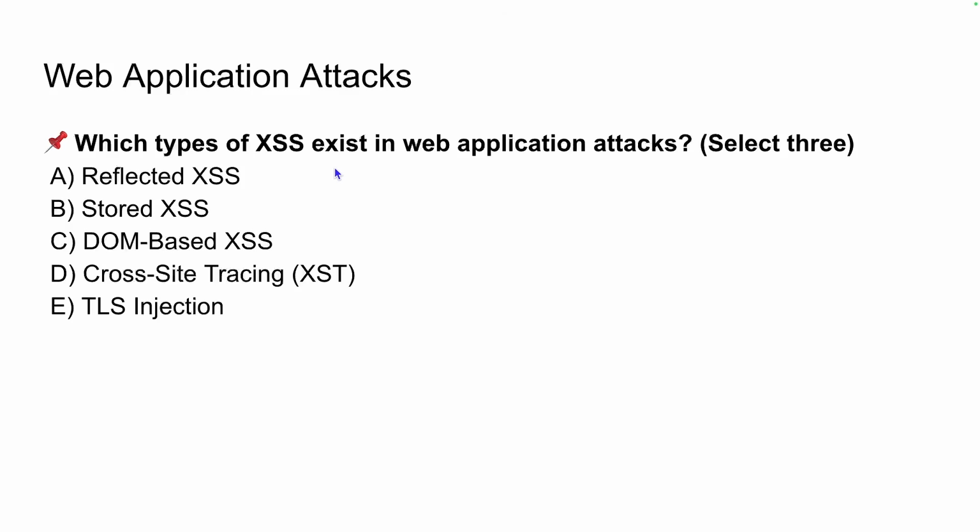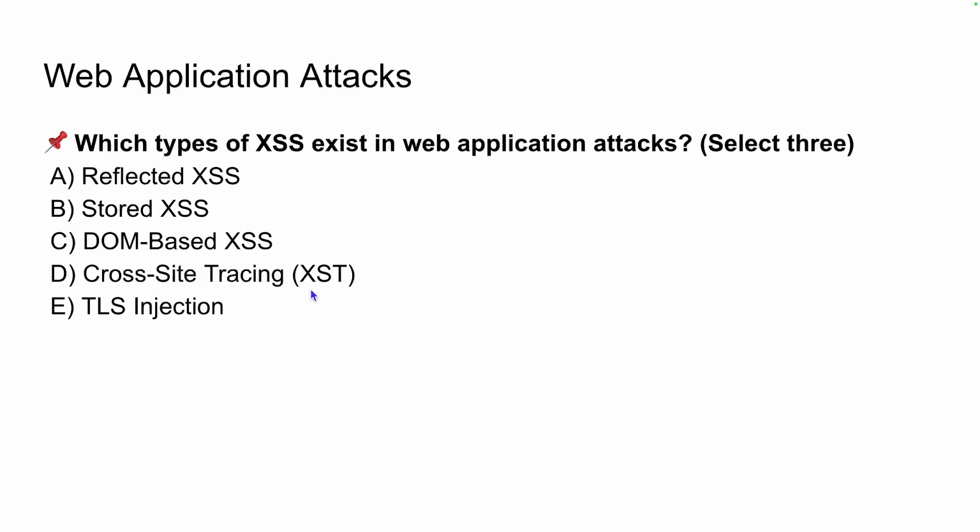So which types of XSS exist in web application attacks? And we want 3 here. TLS injection, so transport layer security, is more for the encryption of the page, and so we're not going to be doing cross-site scripting with that. Cross-site tracing, DOM-based XSS, stored XSS. So it's definitely A, B, and C, because I remember all of these answers right here. These are actually the answers.